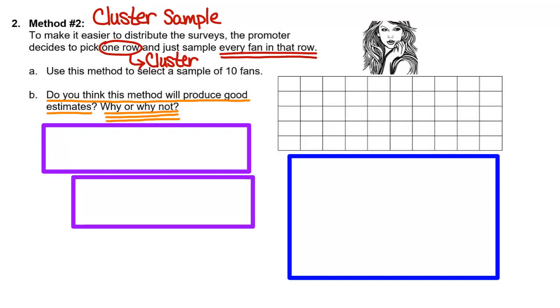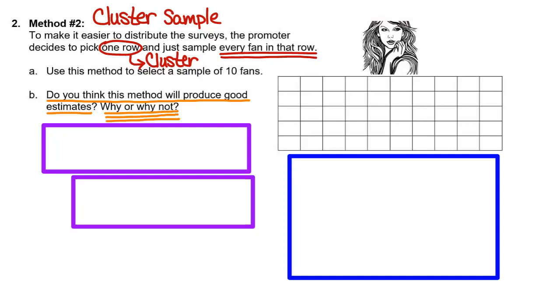Remember, we're asking Taylor Swift fans how much they enjoyed this show. Do you think that this method, picking one row and going with all 10 people in that row, is going to give us good estimates? Why not? Yeah, so if there's a huge difference of opinion between, say, the first row and the fifth row, I'm not going to get first row people's opinions and fifth row people's opinions.